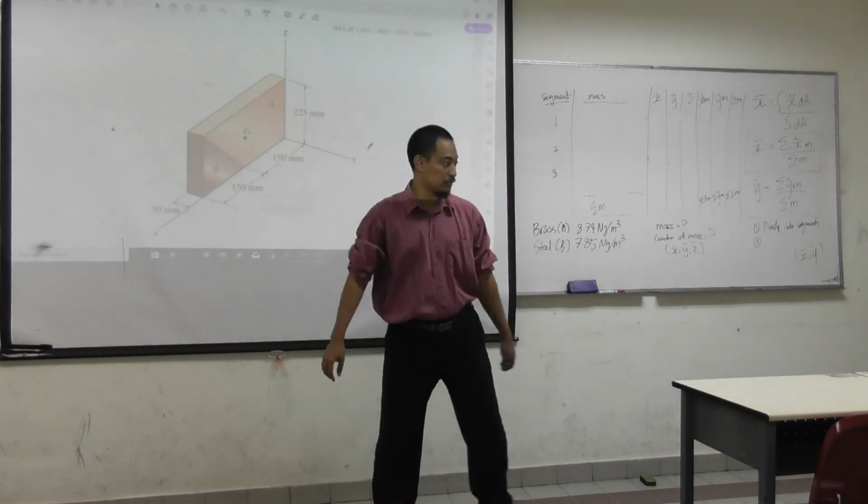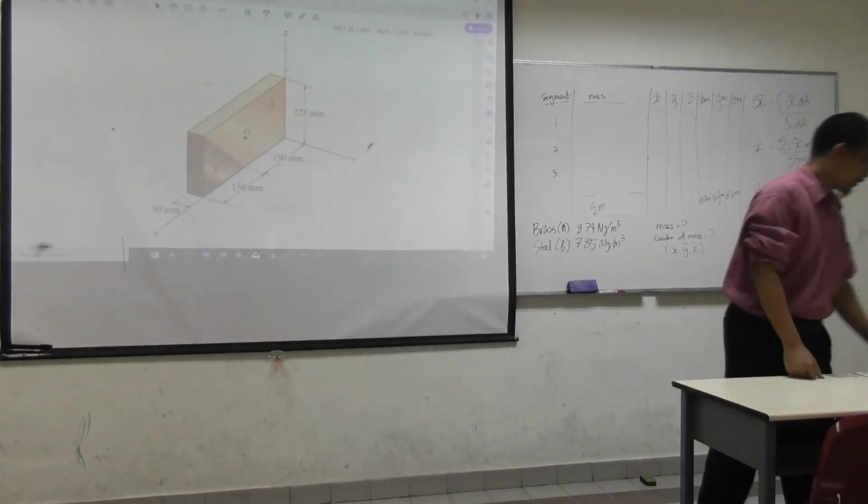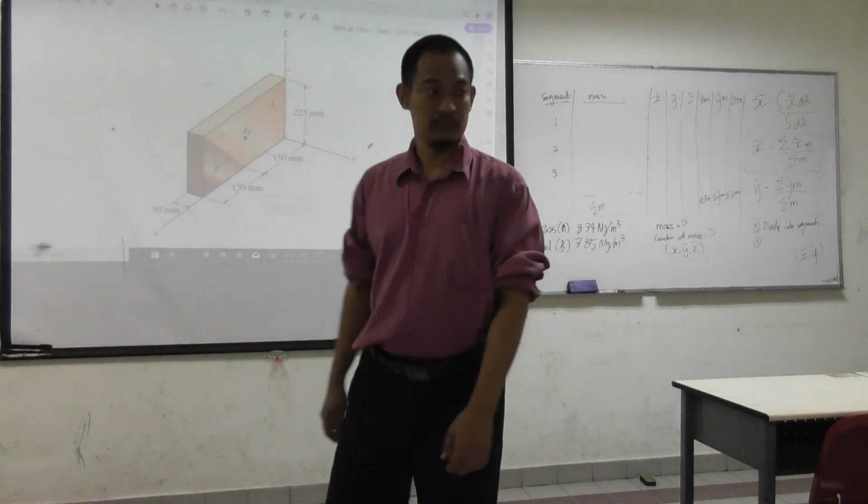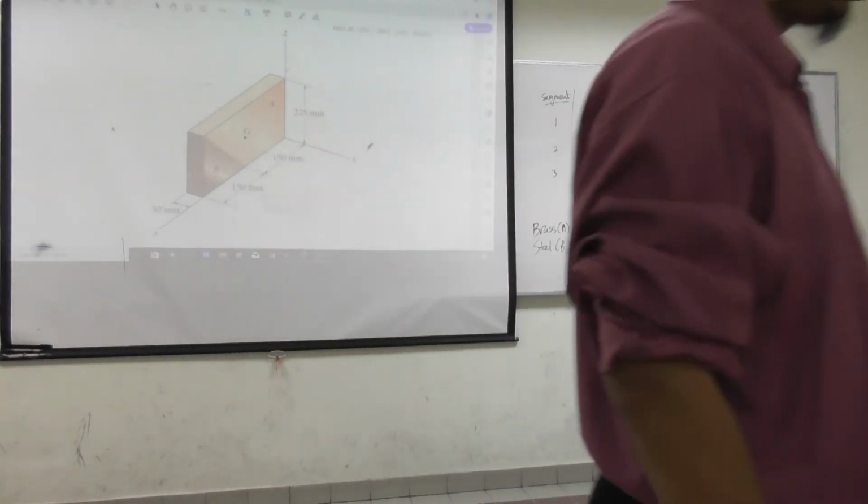How do you divide the shape? How many segments do you have? 3. Anyone have a different number of segments?